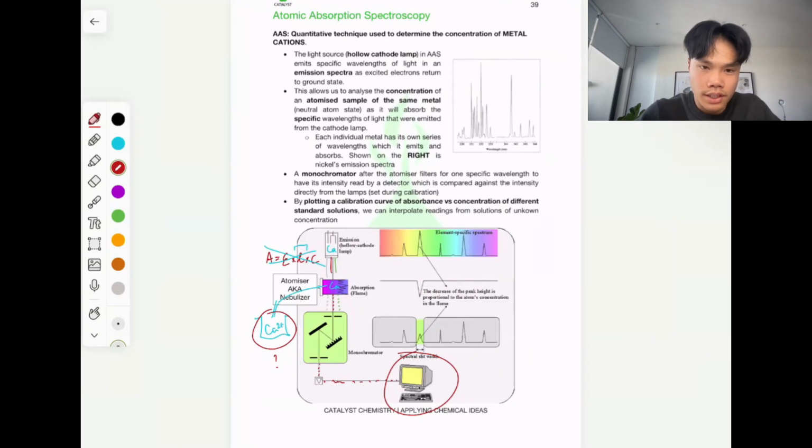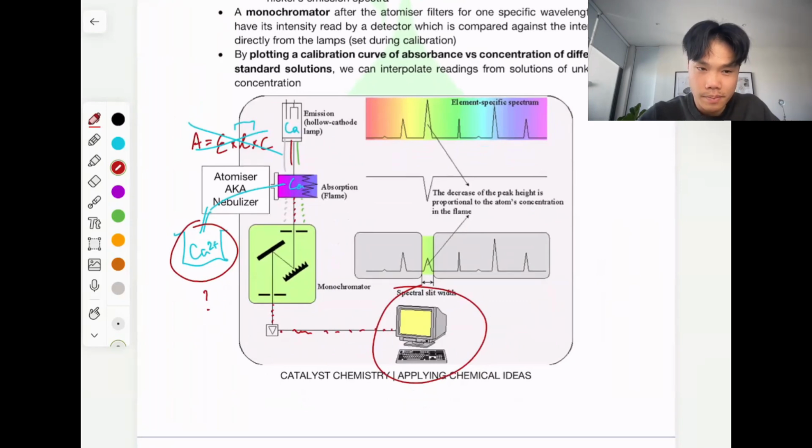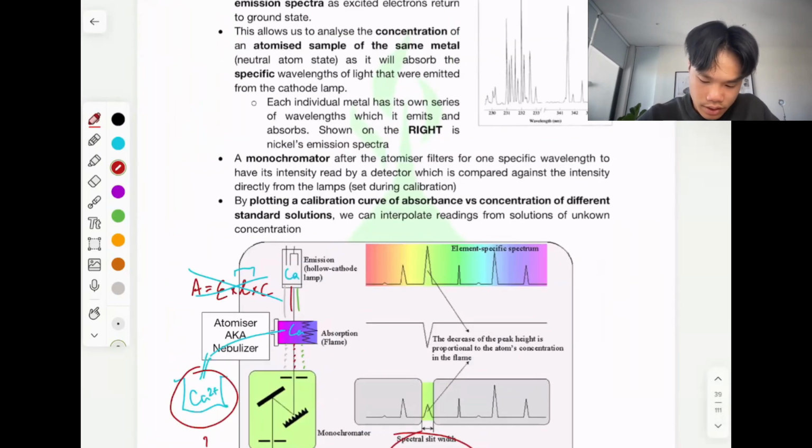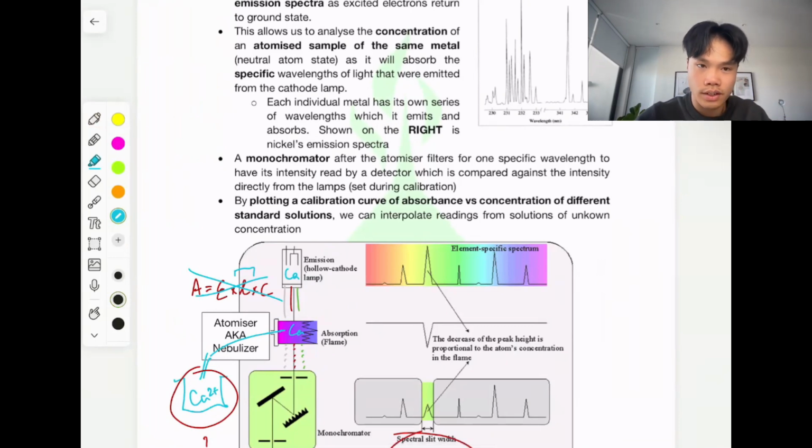Just quickly, when you're saying you're putting the calcium into the nebulizer thing, what does that mean? So when we say we atomize the metal, it's turning the ionic form into its atomic form. And it's doing that by taking up a solution of calcium. So you have your calcium solution, it goes into the flame at a constant stream.